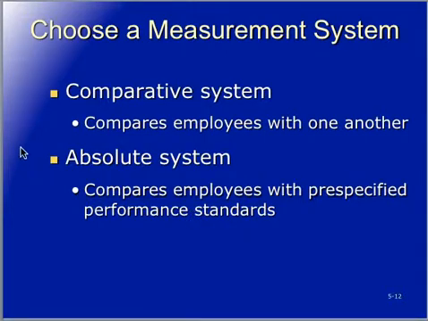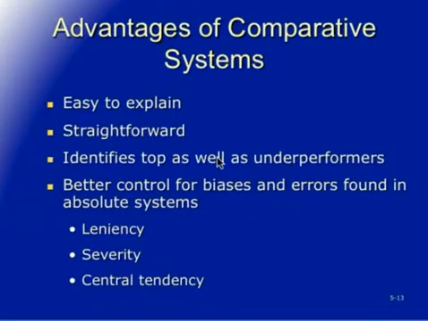Okay, so that's the basic difference between comparative and absolute, and let's get into them in a little bit more detail here. Advantages of comparative systems: easier to explain. They're fairly straightforward. They identify top as well as the underperformers, so this can be an advantage when you're doing selection, or if you're solicited by the government to provide some proof as to the validity of your selection system or your performance evaluation system.